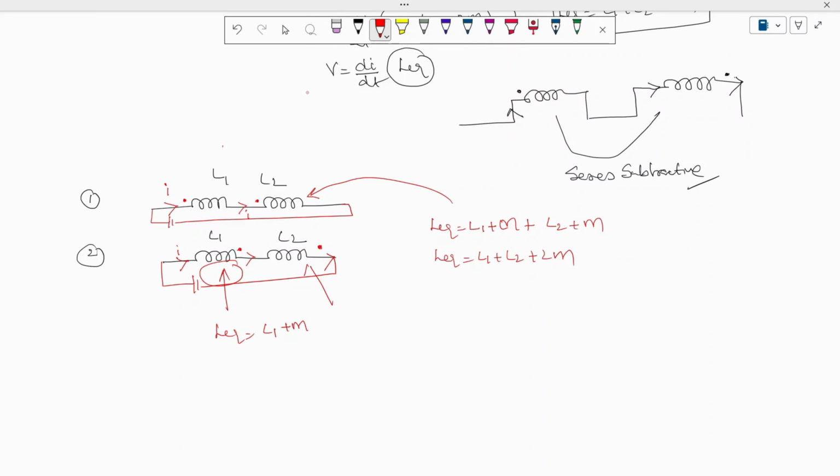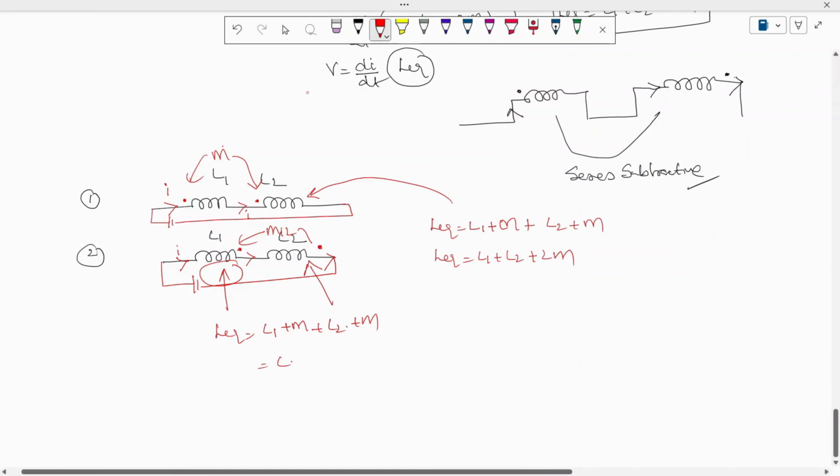So here also the inductance is L1 plus L2 plus the mutual inductance. Here the mutual inductance is at leaving, here the mutual inductance is at entering. If the currents are entering at both dots, it is positive. If the currents are leaving at both dots, then it is also positive. So here this is L1 plus M, and this is L2 plus M.